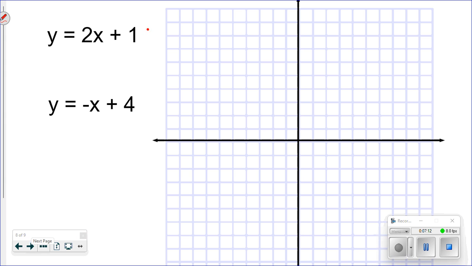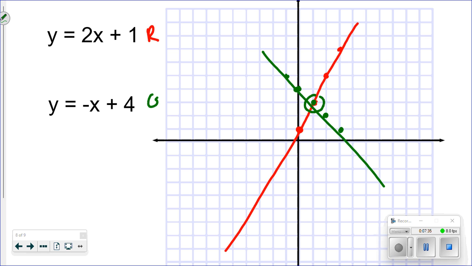So I'm going to do this in red. So 1, y-intercept, and then up 2 over 1, up 2 over 1, up 2 over 1. So it looks somewhat like this. And then 4, it'd be 1, 2, 3, 4. I'm going to do this one in green. 1, 2, 3, 4. And then it's going to look something like this.